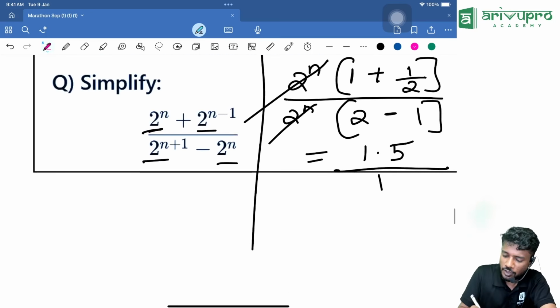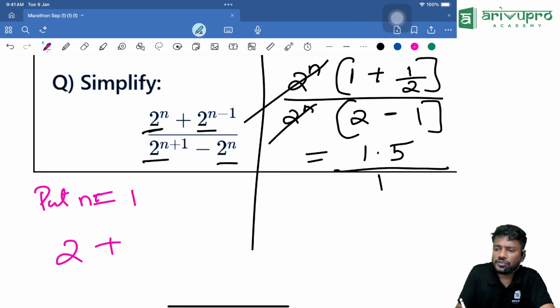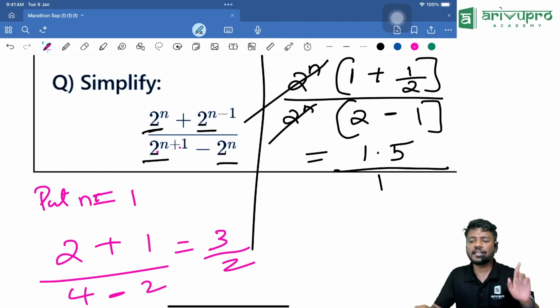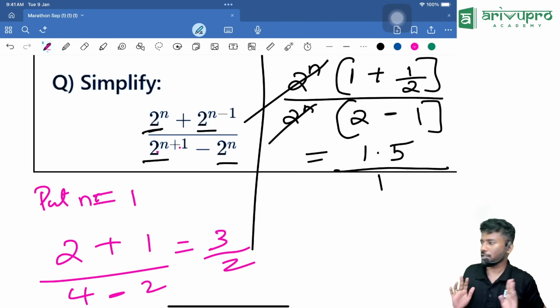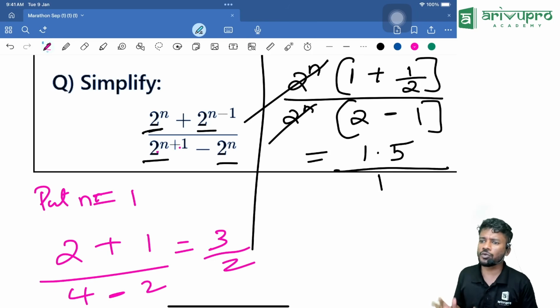Good. So if we put n is equal to 1, 2 plus 2 raised to 0 is how much? 1. Then 2 raised to 1 plus 1 is 4, minus 2, which is equal to how much? 3 by 2. That way also we can do it. Understood? Randomly put some values for n. If you want to put 2, put 2. Put 3, put 3. And 0, you try 0.